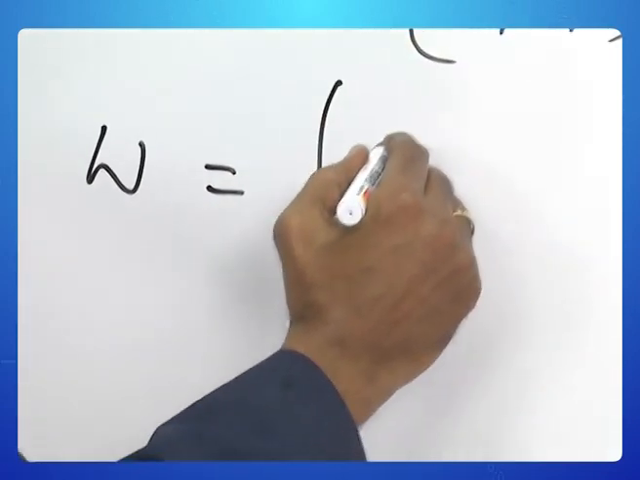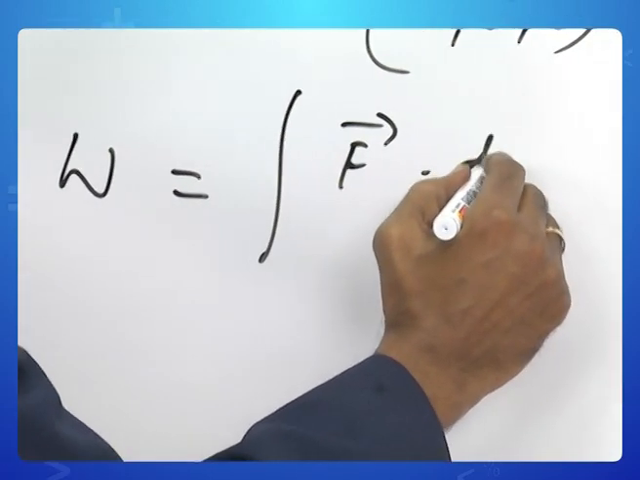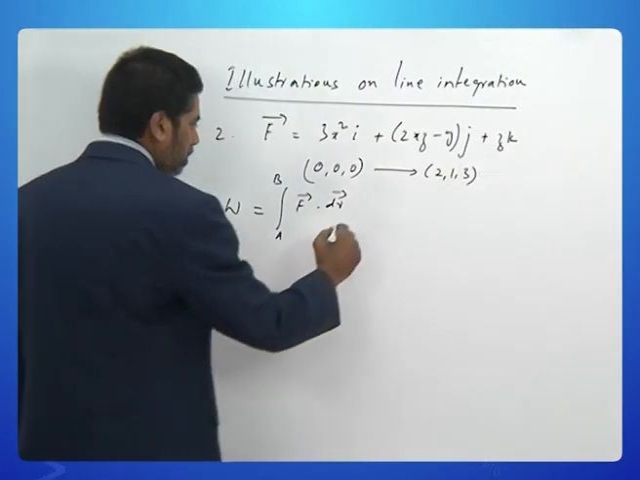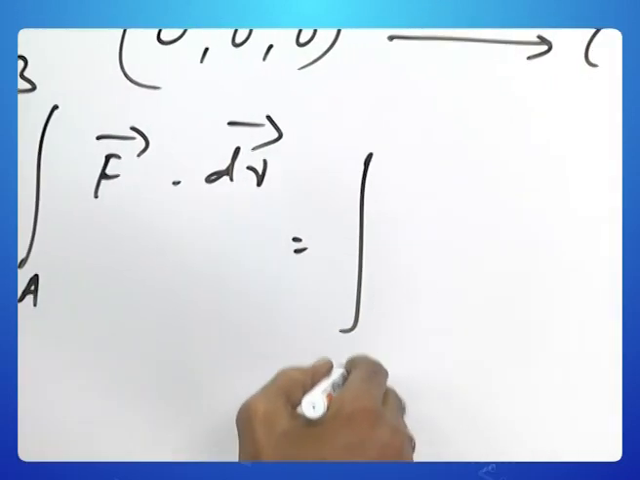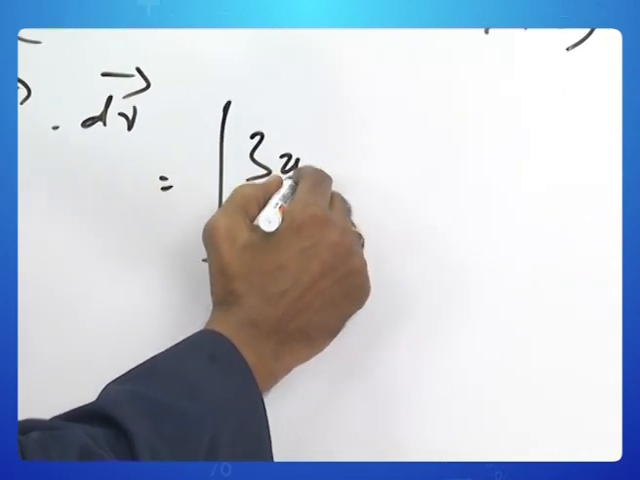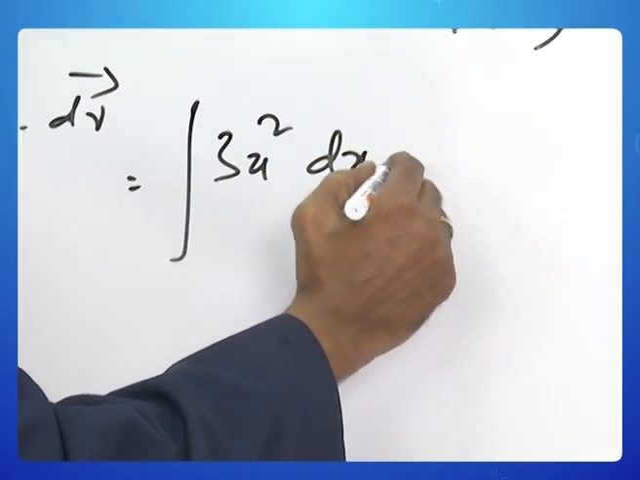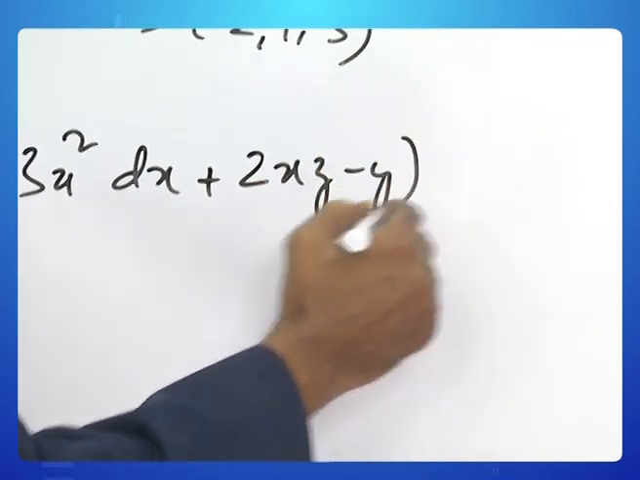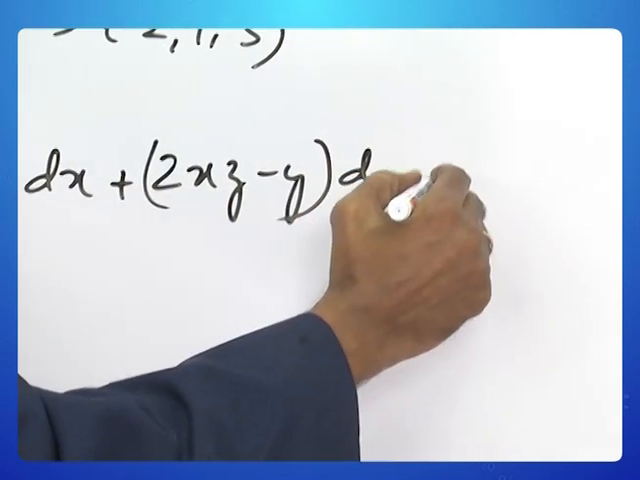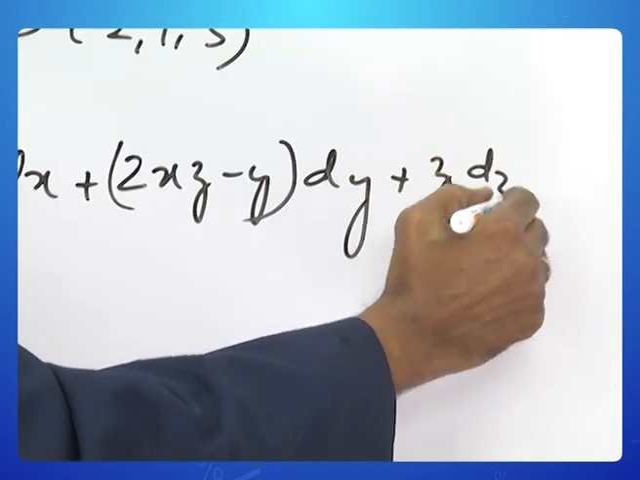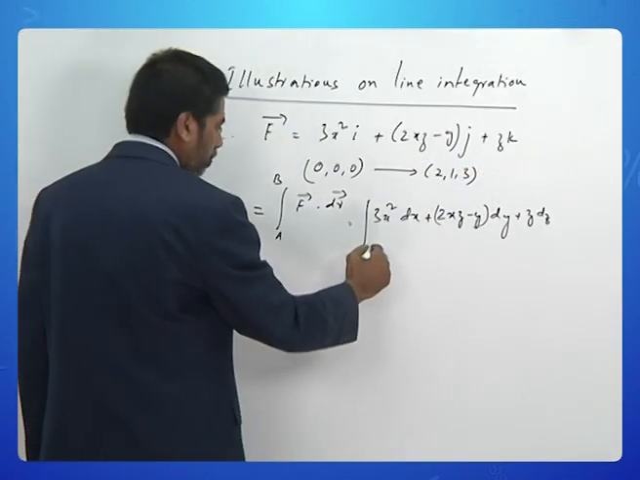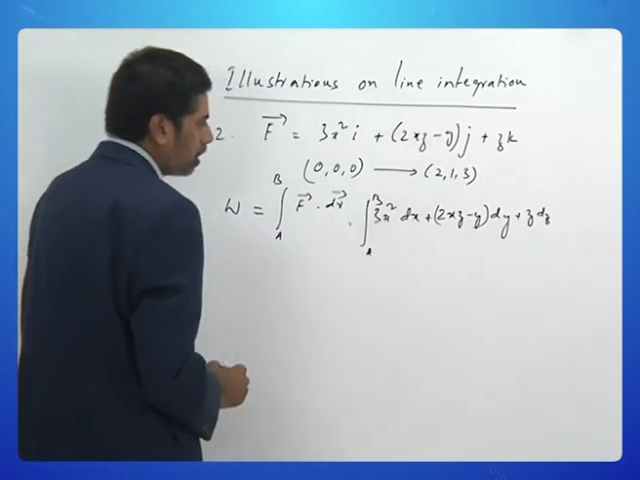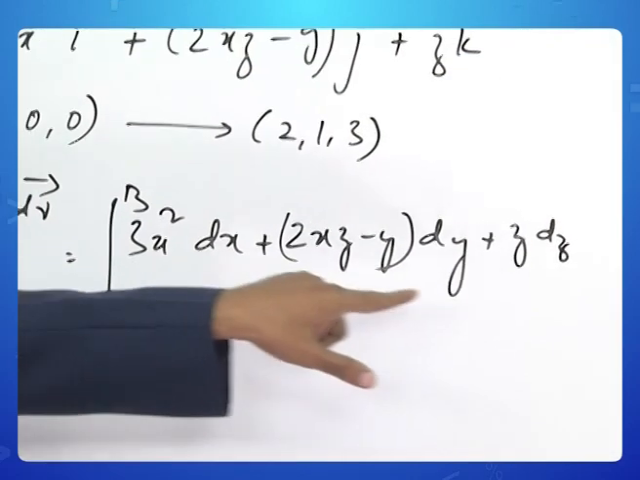formula. Work done is equal to integral F dot dr from a to b, and this is equal to integral 3x square dx plus (2xz minus y) dy plus z dz from a to b. This is a, this is b. Now how to put in terms of a single variable?